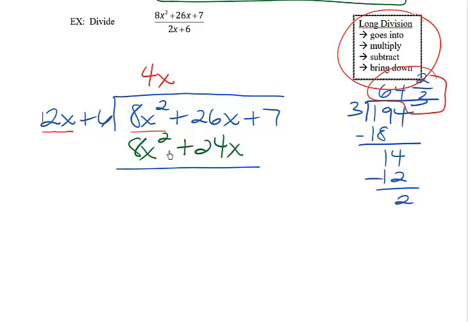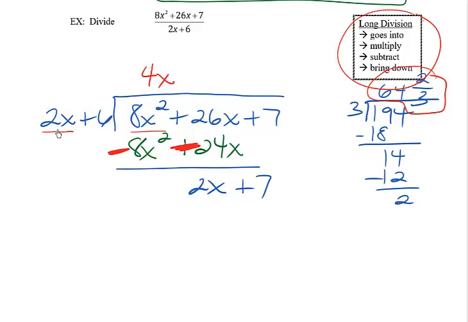You have to be careful here because you need to subtract all of this stuff, which means all the signs change. I need to go take away 8x squared. I need to go take away 24x. If it had been a negative already, the sign would have changed to a plus. So make sure you're changing those signs when you subtract. These guys disappear. 26x minus 24x makes 2x, and then I'm at the final phase, which is bring down. Bring down my next item, and then you start all over again.